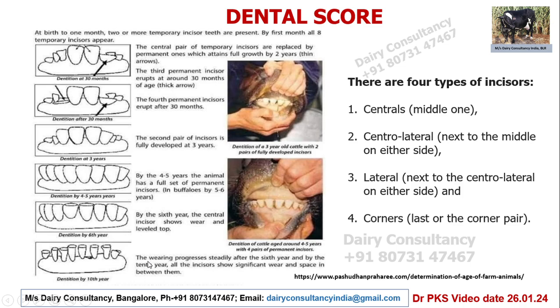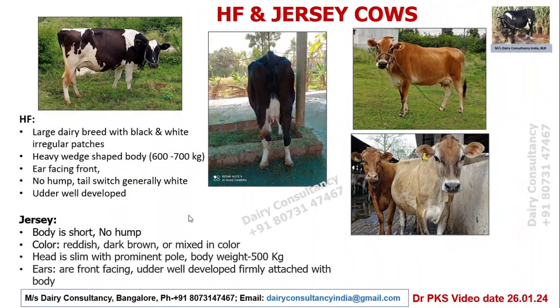Similarly, if the animal reaches the 10th year, you see all the 8 incisors will have gaps in between the teeth and the head will be worn out. So this is a kind of scoring by which we can know how old the animal is. Dental score is one of the technical methods where you can find out.